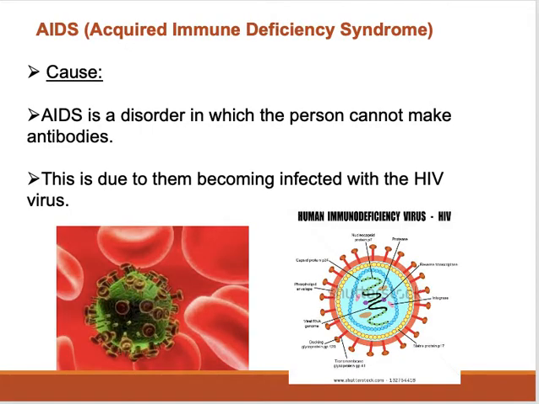Okay, our virus chapter goes into a little bit of detail about AIDS, which is acquired immune deficiency syndrome. The cause of AIDS, it's a disorder in which a person can't make antibodies, and that's because they've been infected by a virus called the human immunodeficiency virus, or HIV.